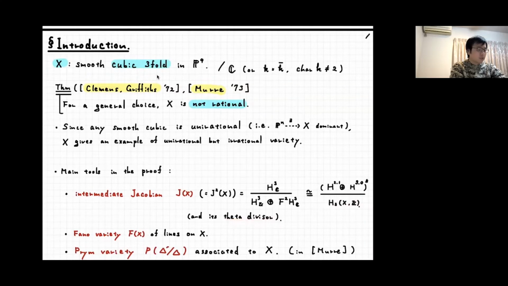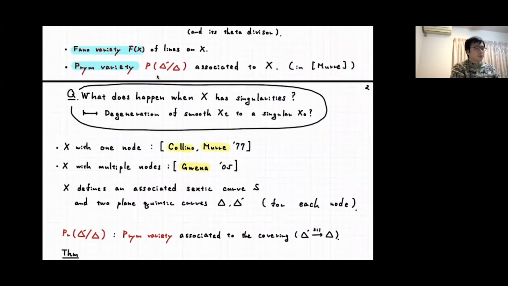Okay. Also, this intermediate Jacobian of the cubic threefold was connected to another subject, which is called the Fano variety F(X) of lines on X. So this is a kind of moduli space of the lines. These two subjects are used in the Clemens and Griffiths paper, but another approach by Murre uses a Prym variety. This is a variety associated to the double covering of plane quintics. Okay, I will explain later in the definition.